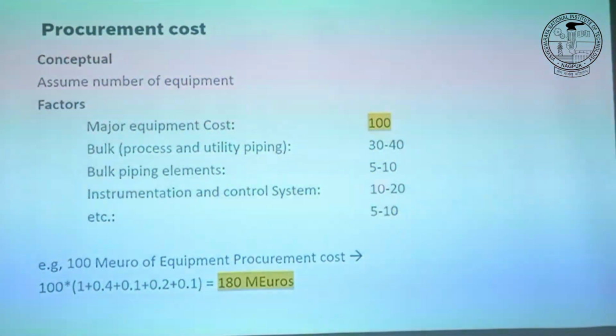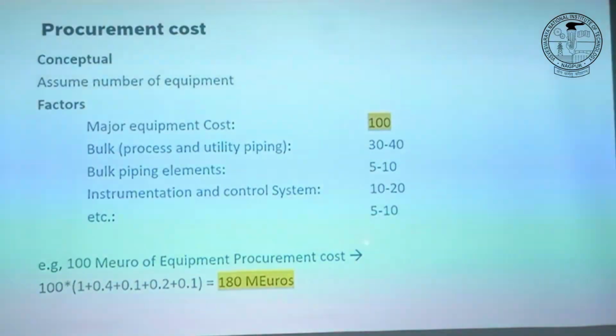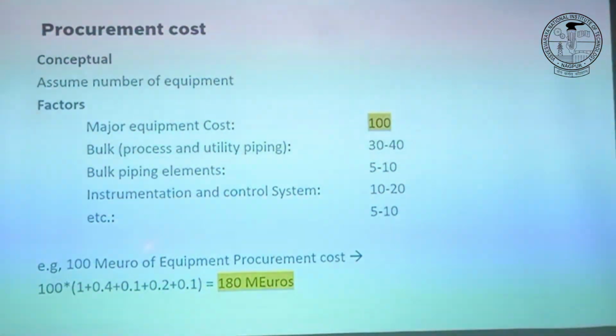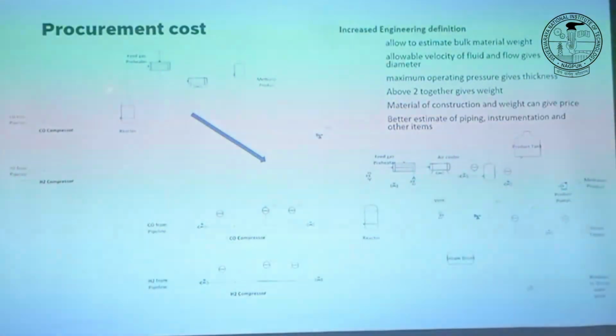Instrumentation control, add another 20%. Other things, insulation, whatever, 5-10%. So I say if I have 100 million for buying the major equipment, I will have somewhere around 180 million total procurement cost, total cost of the plant. Only buying. Right? So you saw we went from here to here.